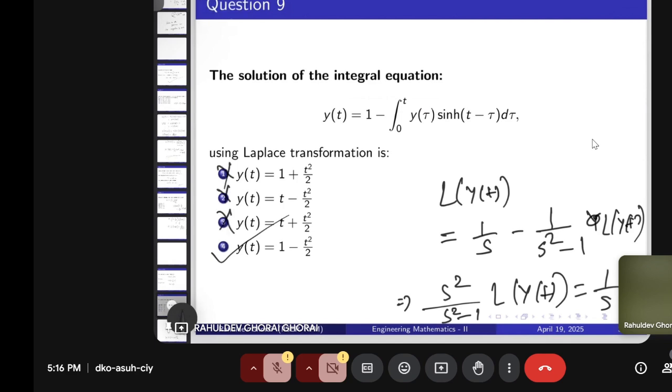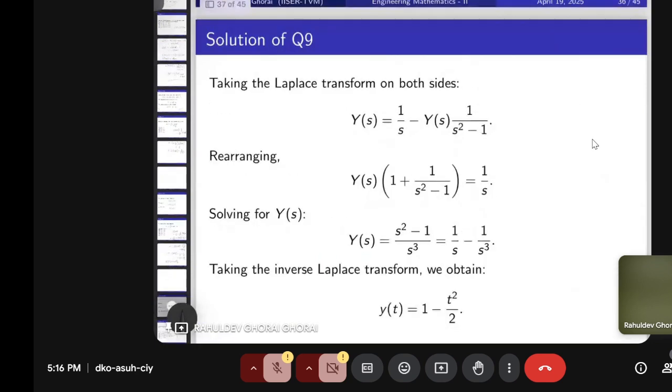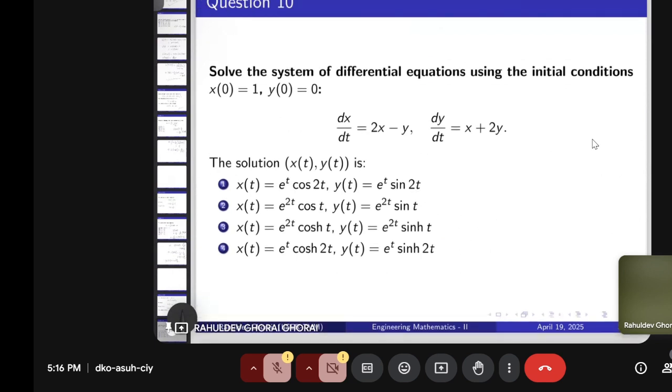This is not correct. This is not correct. And this is not correct. The solution is given to you also. Check it, and then we'll move to the last question. And then by that, I will end this session and end the class for engineering mathematics 2.